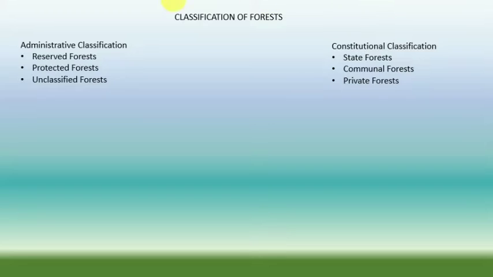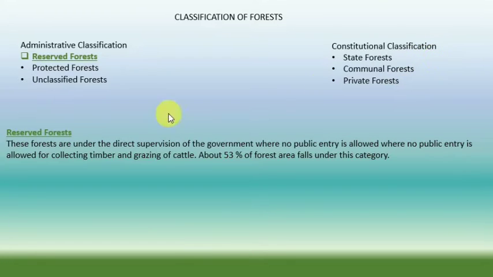Now, classification of forest. Actually, there are many classifications, but first we will see it as far as authority power. In that, one is classified as administrative classification and another is constitutional classification. In administrative classification, you will find three names: reserve forest, protected forest, unclassified forest. And in constitutional classification, you will see state forest, communal forest, private forest. So let's see one by one.